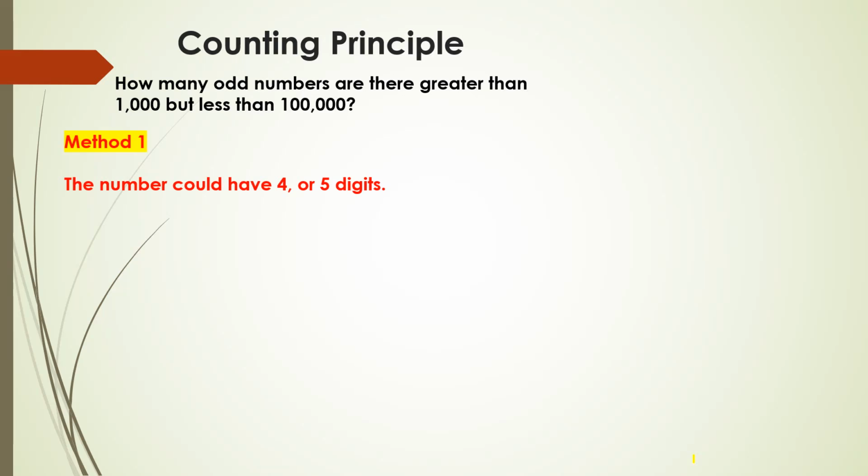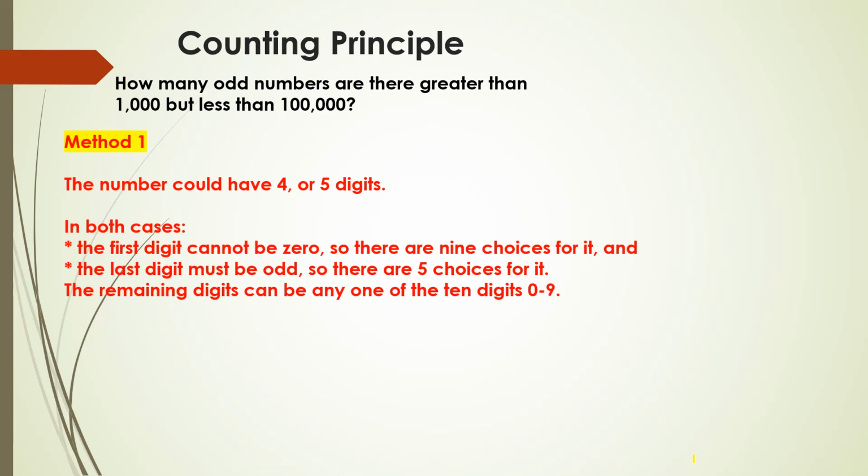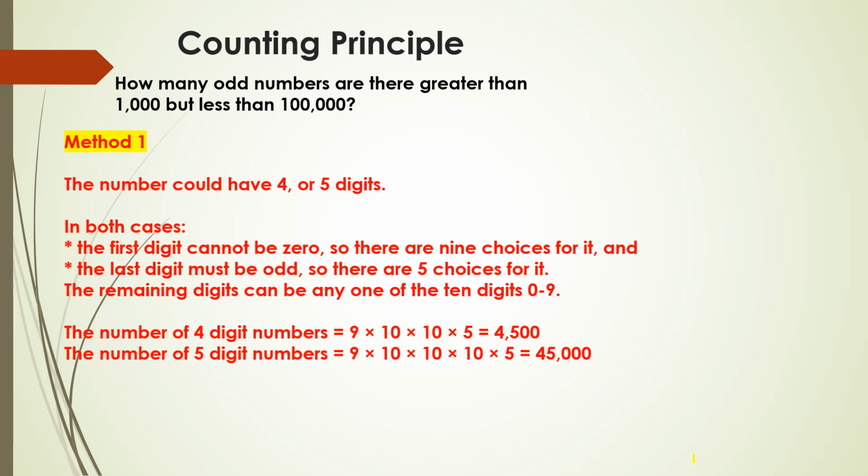Method 1. The number could have 4 or 5 digits. That's what we're saying here. In both cases, the first digit cannot be 0, so there are 9 choices for the first digit. The last digit must be odd, so there are 5 choices for the last digit. The remaining digits can be anything between 0 and 9, so there's 10 options for all of them. And there we go. The number of 4-digit numbers we can make is 4,500.